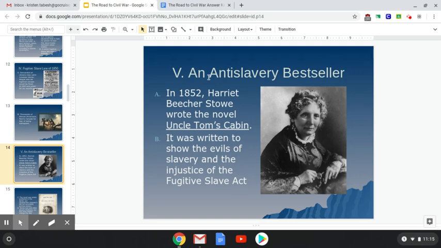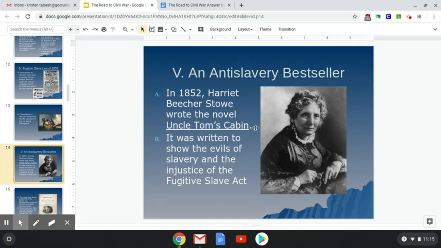It was written to show the evils of slavery and the injustice of the Fugitive Slave Act, or treating African Americans like all potential slaves and kidnapping them and offering rewards for them. Harriet Beecher Stowe went into this. And in 1852, obviously 2 years after the Fugitive Slave Law was passed, this was pretty controversial for people that were in the South and people that believed that slavery should be represented in different states. So this was a huge book.